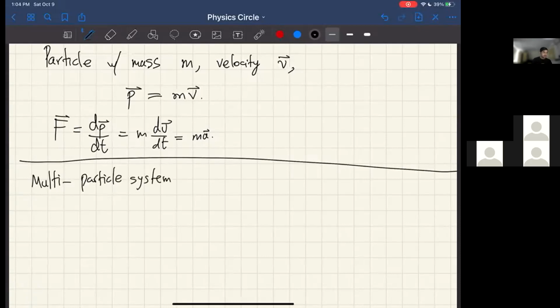So in that case, if I have a bunch of particles, let's say m1 to mn, with velocities v1 to vn, then you just define the total momentum in the same way. Sometimes we say tot for total. It's simply the sum of the momentums of the individual particles.